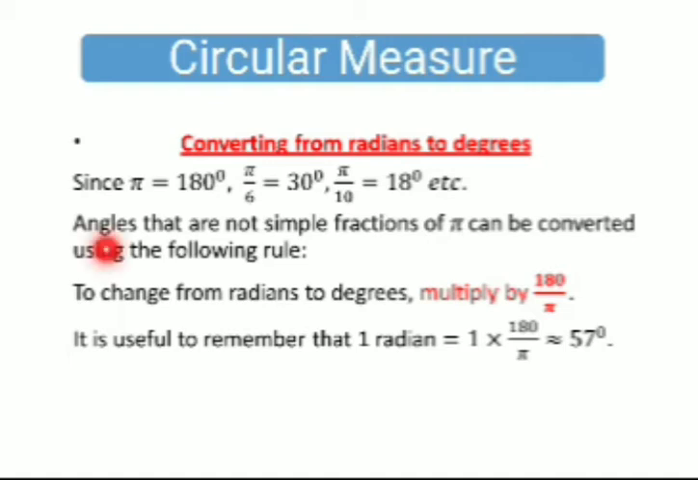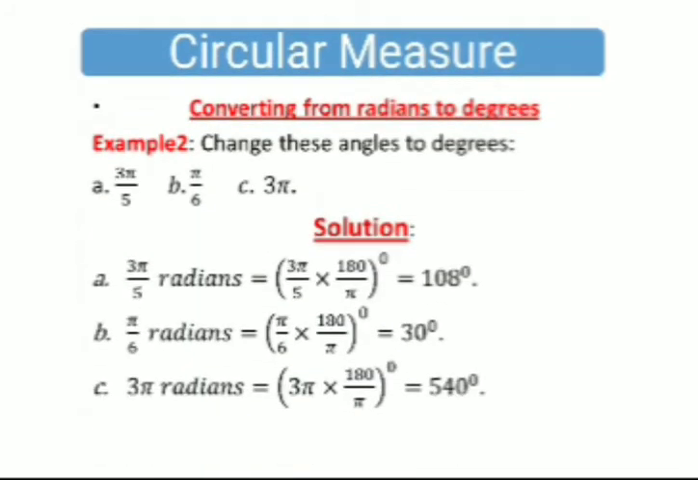Is that clear? So angles that are not simple fractions of pi can be converted using the following rule. Just multiply by 180 over pi. If you are converting from degrees to radians, you multiply by pi over 180, but this time, converting from radians to degrees, it is 180 over pi. It is useful to remember that 1 radian is equal to 1 multiplied by 180 divided by pi, which is approximately 57 degrees.